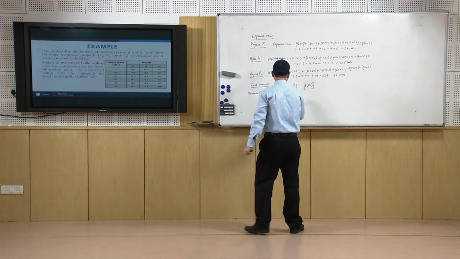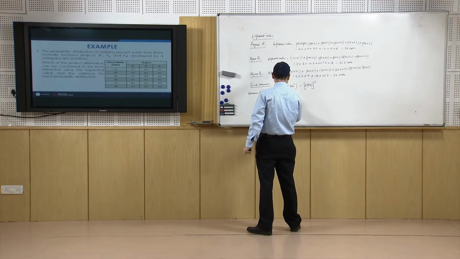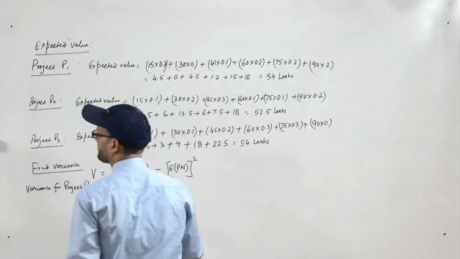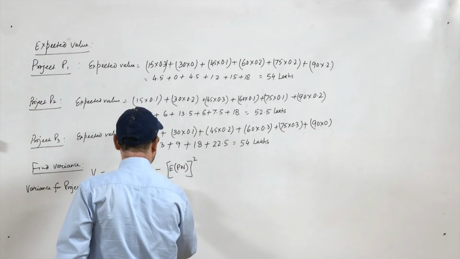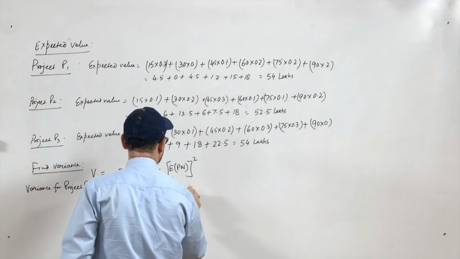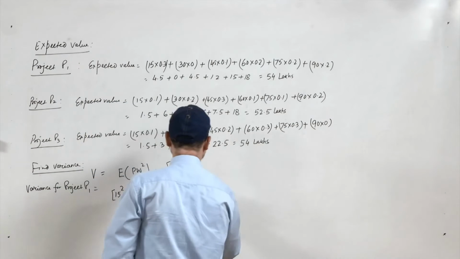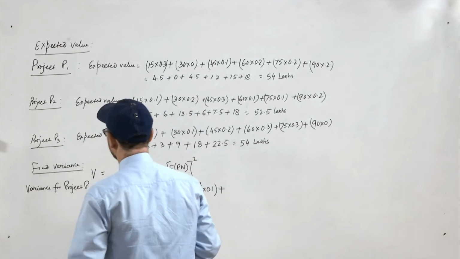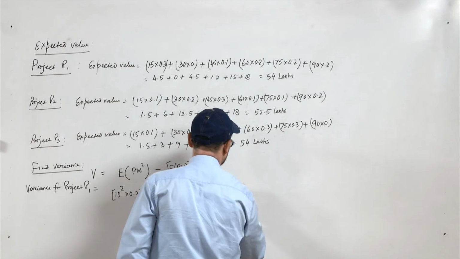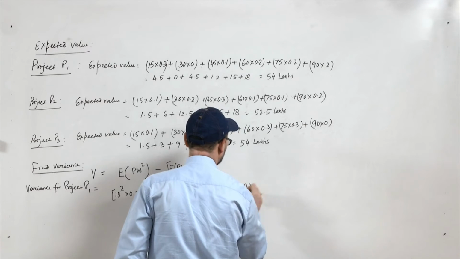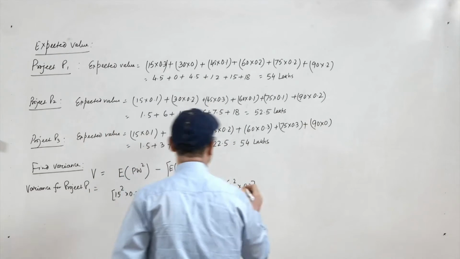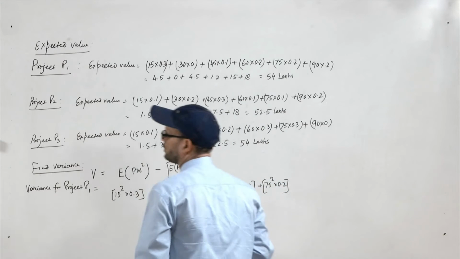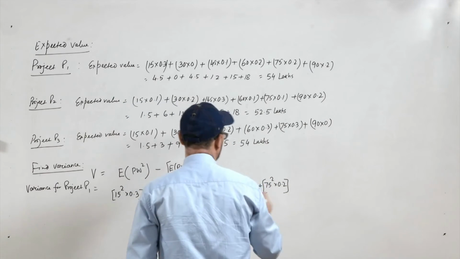So, we will have 15 square into 0.3, plus 30 square into 0, plus 45 square into 0.1, plus 60 square into 0.2, plus 75 square into 0.2, plus 90 square into 0.2.